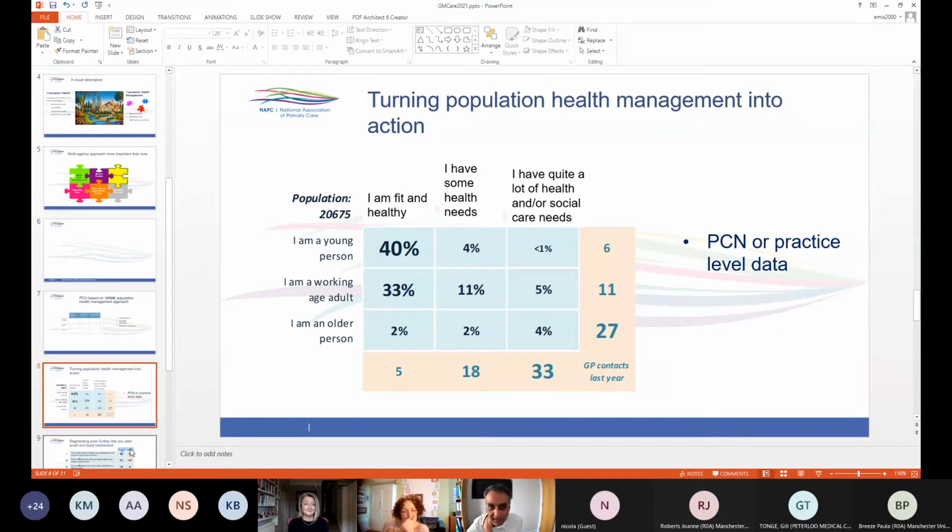Again, I'll leave you to reflect on this, but arguably the majority of people in East Merton are fit and healthy. So that very much spans the majority. And of course, when you look at GP contacts across that fit and healthy column over the last year, it's actually relatively few compared to people at the other end of the scale, where we're talking about people with significant physical, psychological or social care needs.